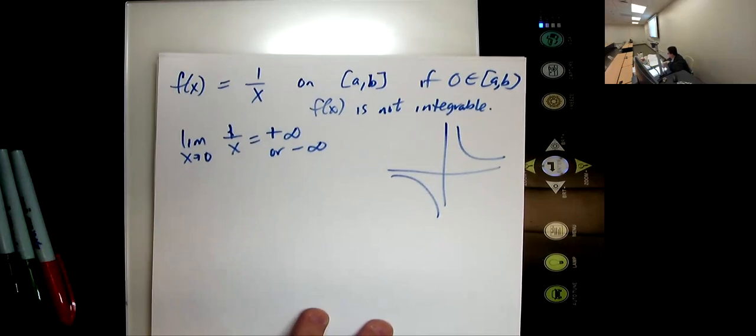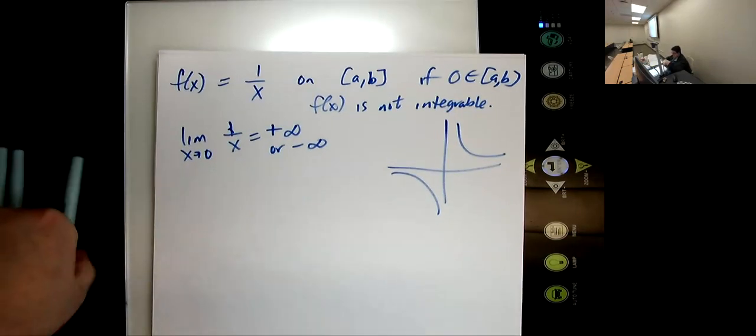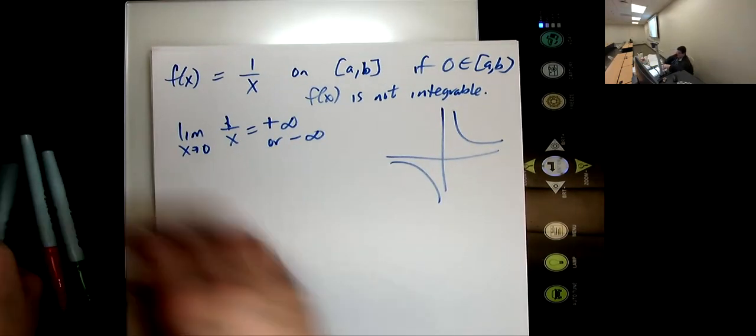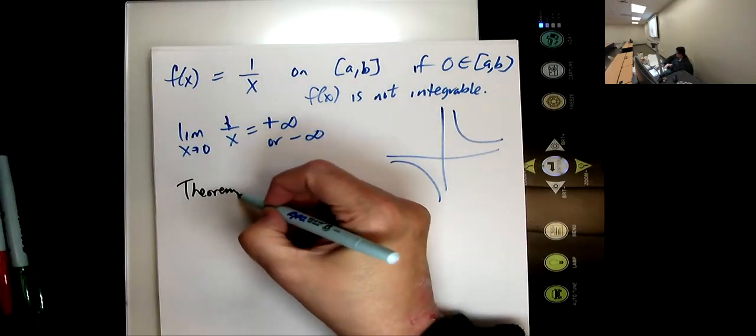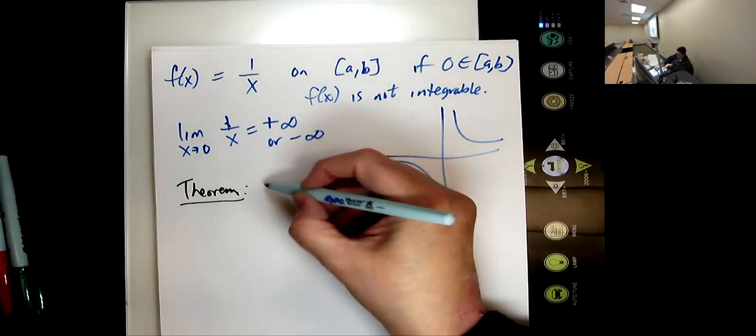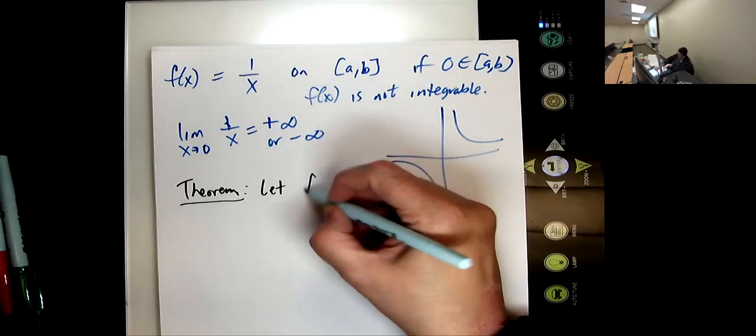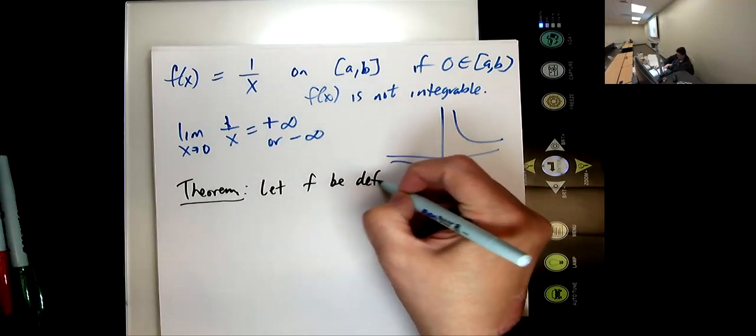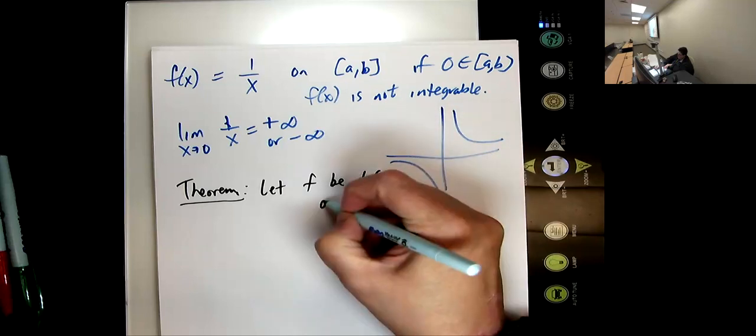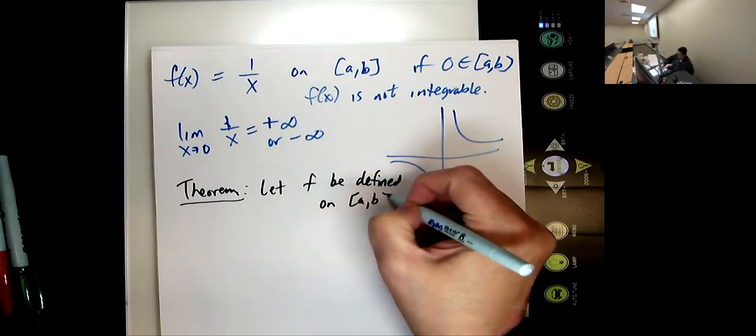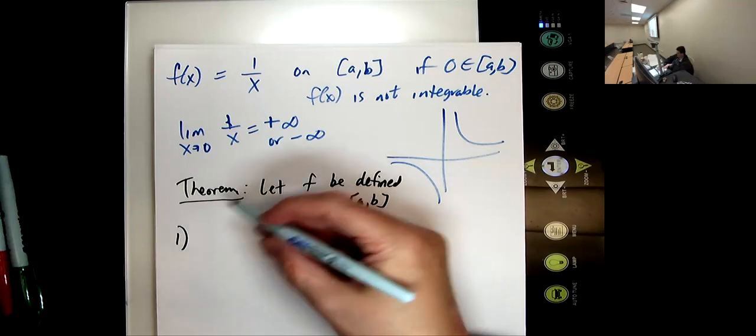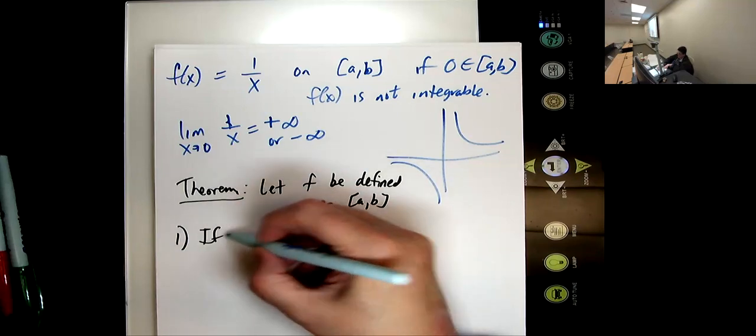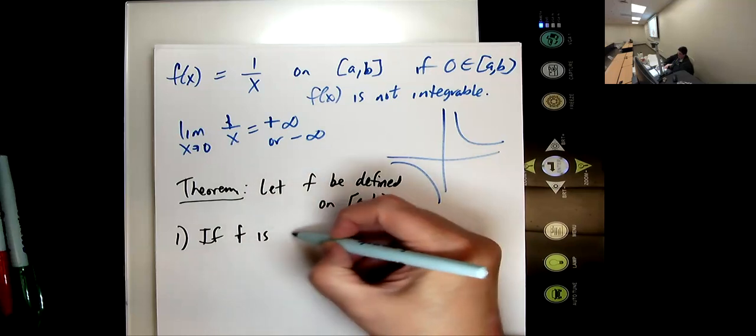So there's a couple things that will speed this up, this identification. Let f be defined on [a, b]. If f is continuous, it is integrable.